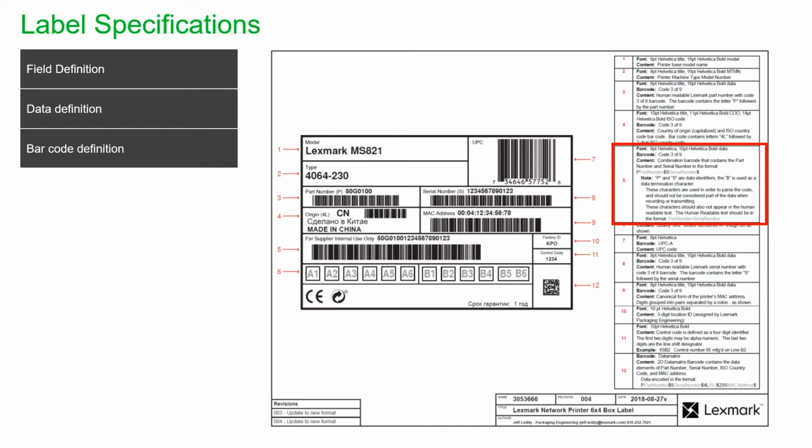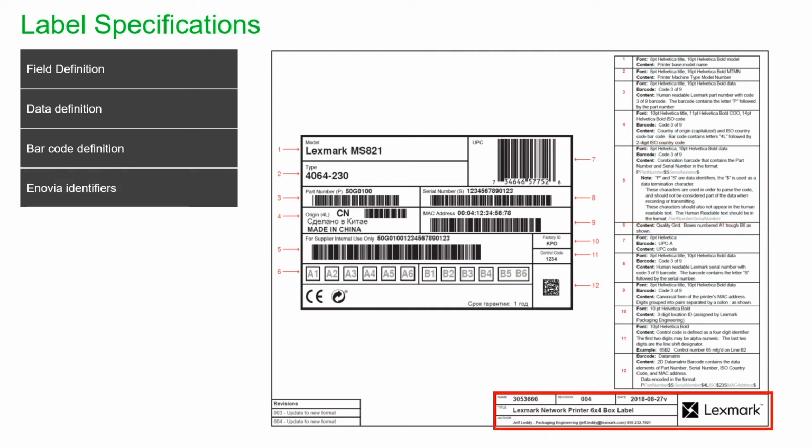Barcodes are required to scan at least a C on the ISO 15416 grading scale. Finally, the specs also include a title block used to help identify the specification and who created it.